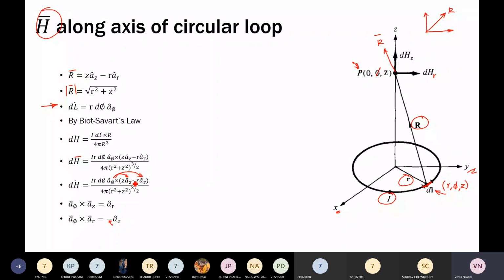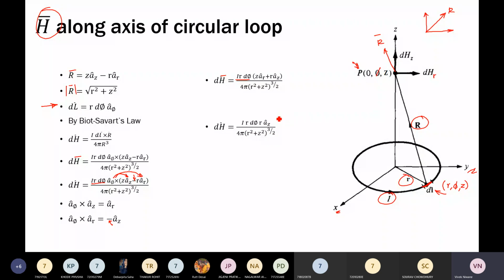So the minus sign will be dissolved with this minus sign, so we will have plus r a z cap. Putting these values into the expression, we will have dH bar is equal to I r dφ z a_r cap plus r a_z cap upon 4π (r² + z²) raised to 3/2. Okay, all the terms over here are as they were, we just made a cross product with the a_φ component. Nothing else has changed. Then we have dH bar is equal to I r dφ r a_z cap over 4π.